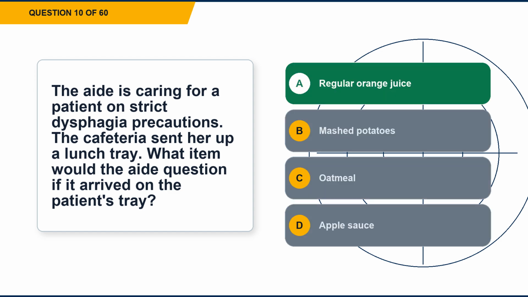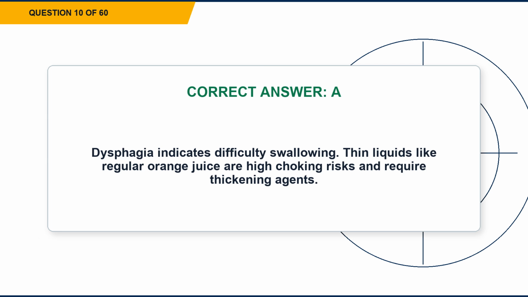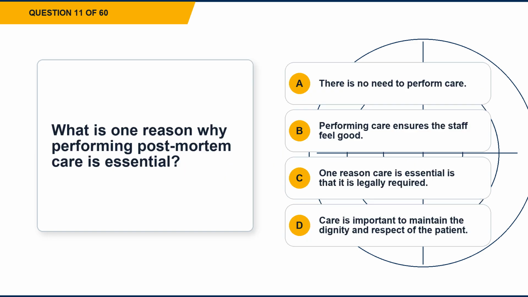Regular orange juice. Explanation. Dysphagia indicates difficulty swallowing. Thin liquids like regular orange juice are high choking risks and require thickening agents. Question 11. What is one reason why performing postmortem care is essential?